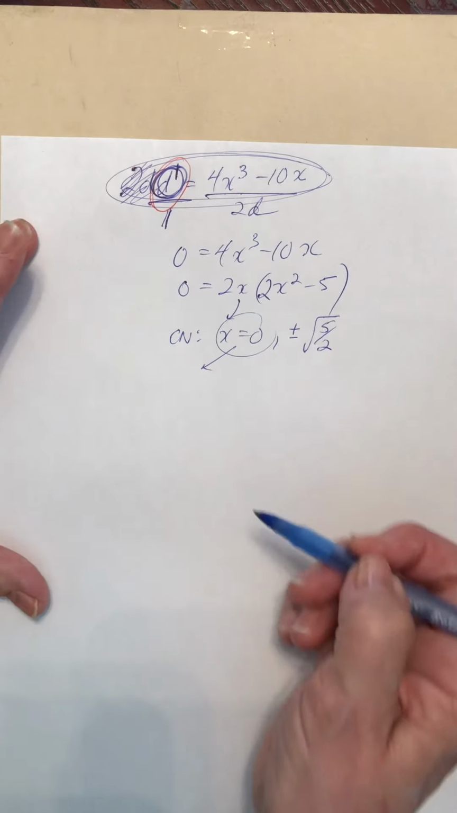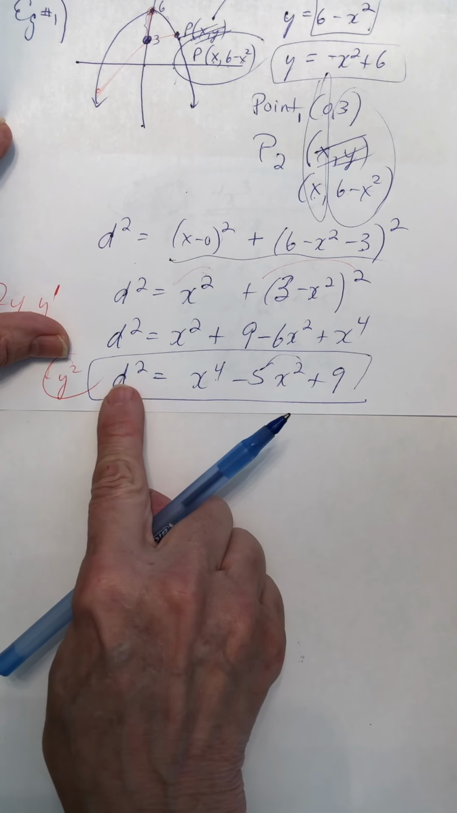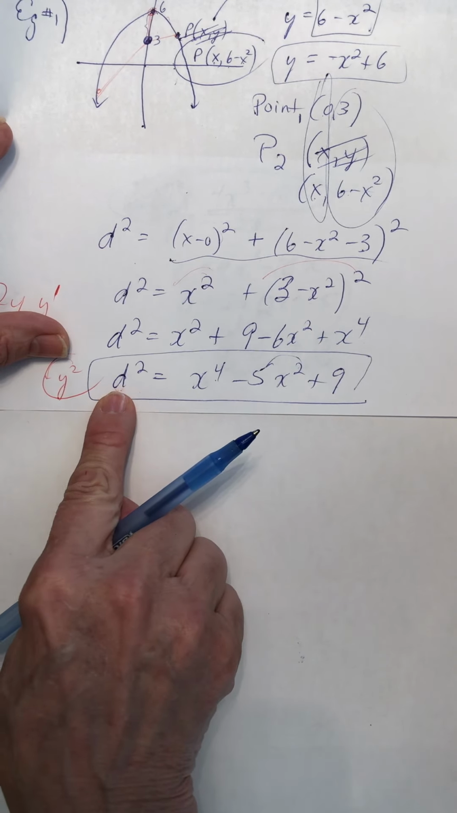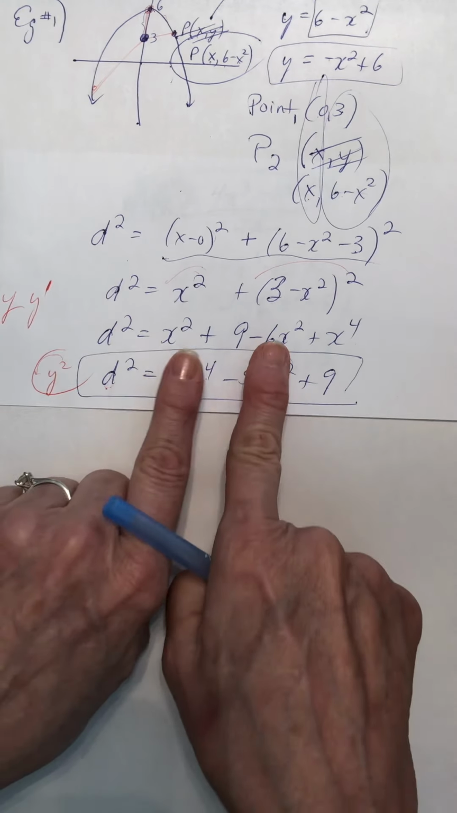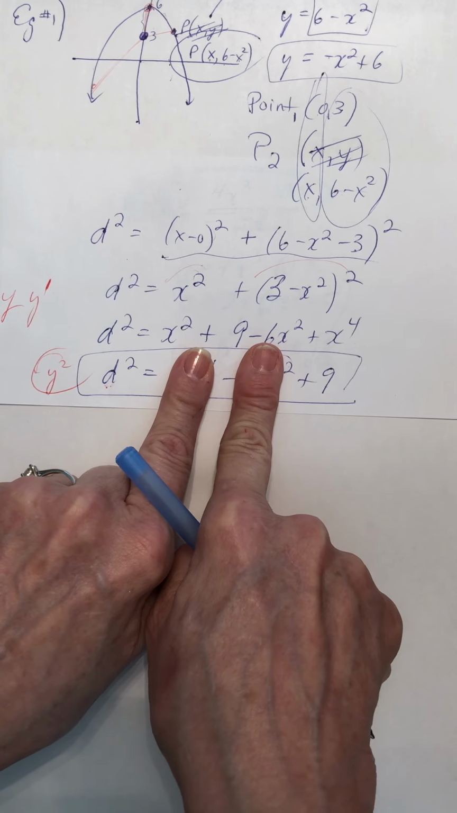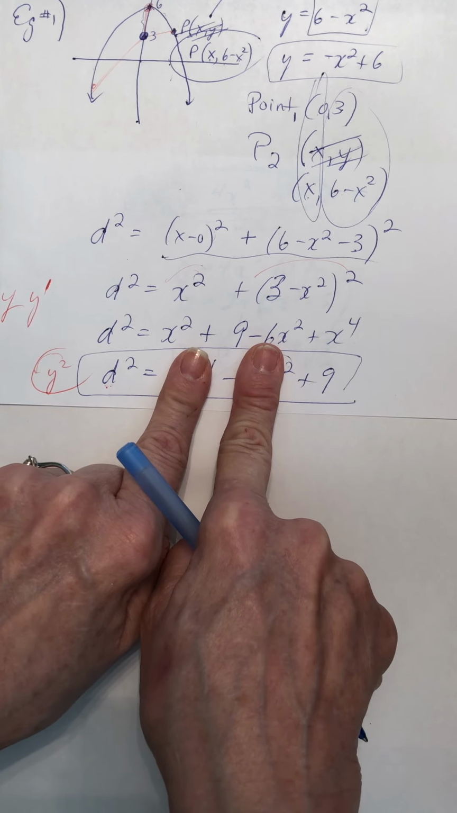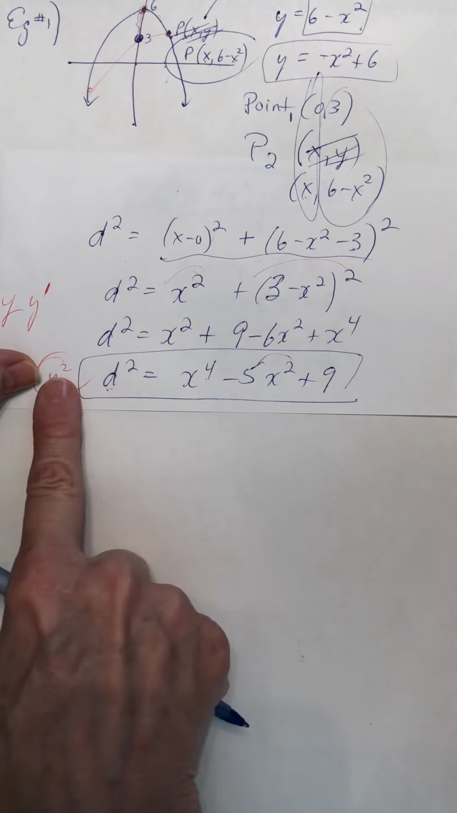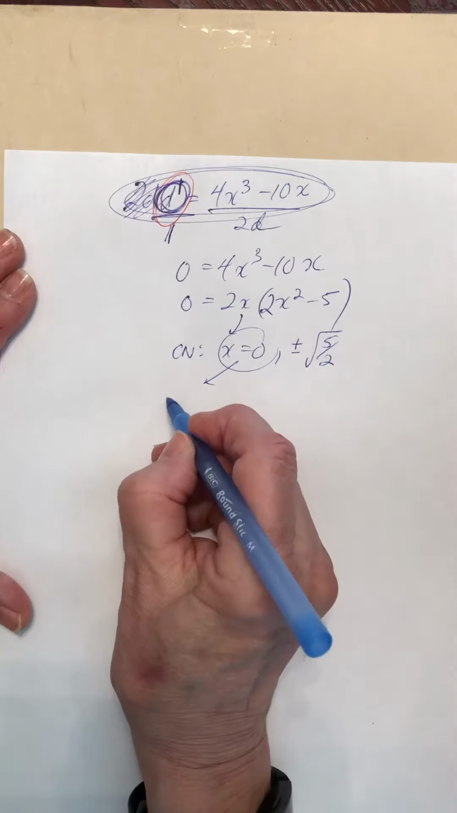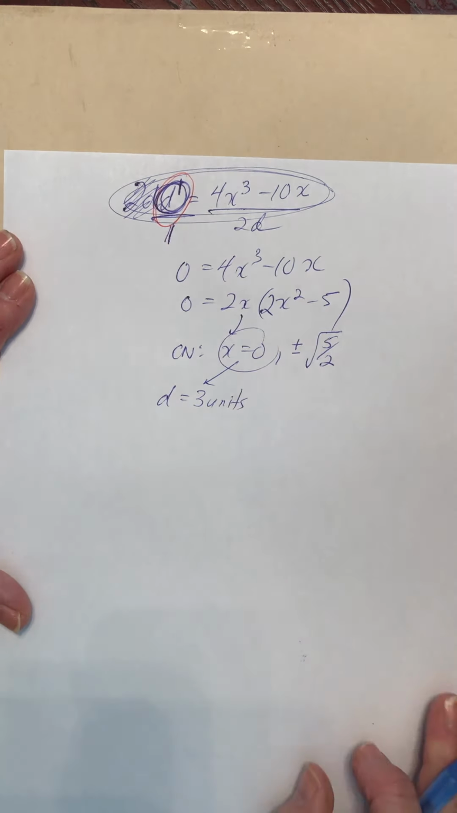How could I do that using my formula? There's my formula right here. If I want to determine the value of d squared when x is 0, a 0 goes here, a 0 goes here, that's all wiped out. So d squared is 9, so what's d? Positive or negative 3, but we're talking distance, so we're going to take the positive value. So using the formula, when x is 0, I see the distance from my key point is 3 units.